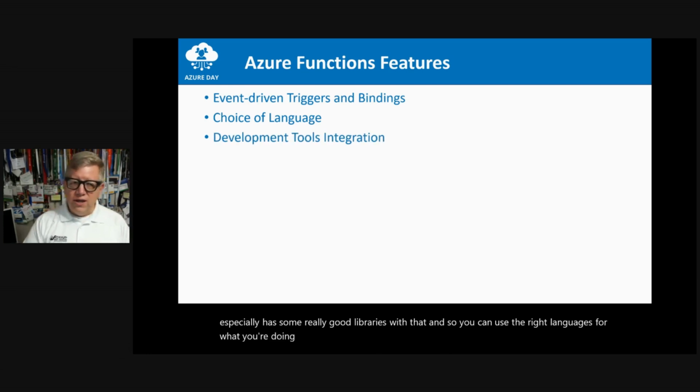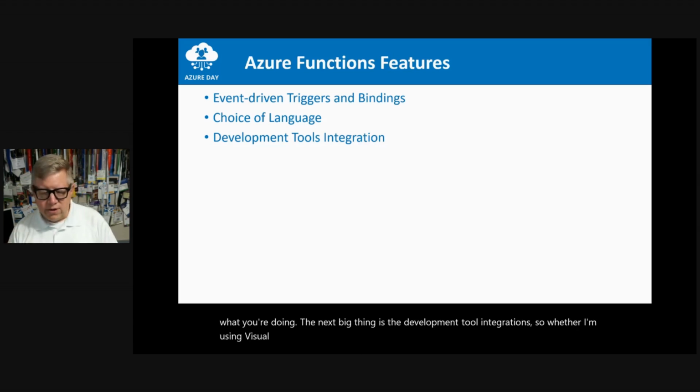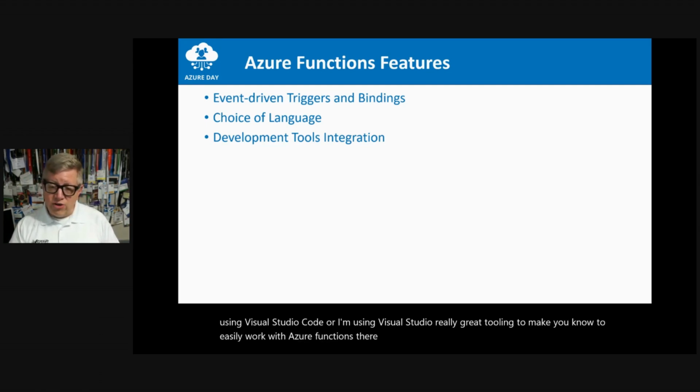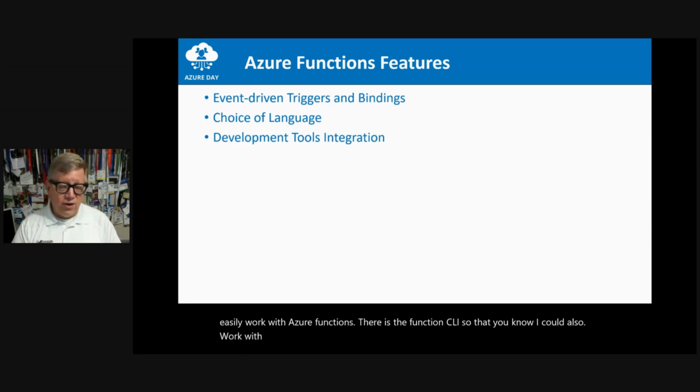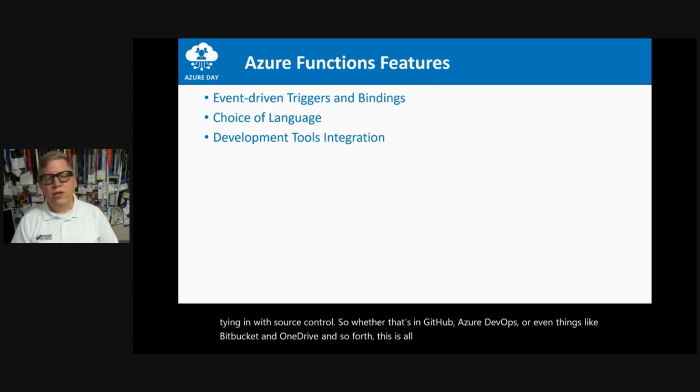Next big thing is the development tool integrations. So, whether I'm using Visual Studio Code or I'm using Visual Studio, really great tooling to easily work with Azure Functions. There is the function CLI, so that I could also work with other IDEs. I can work directly in the console. So really great things. On top of that, tying in with source control. So whether that's in GitHub, Azure DevOps, or even things like Bitbucket and OneDrive and so forth. This is all built in and easy to be done.